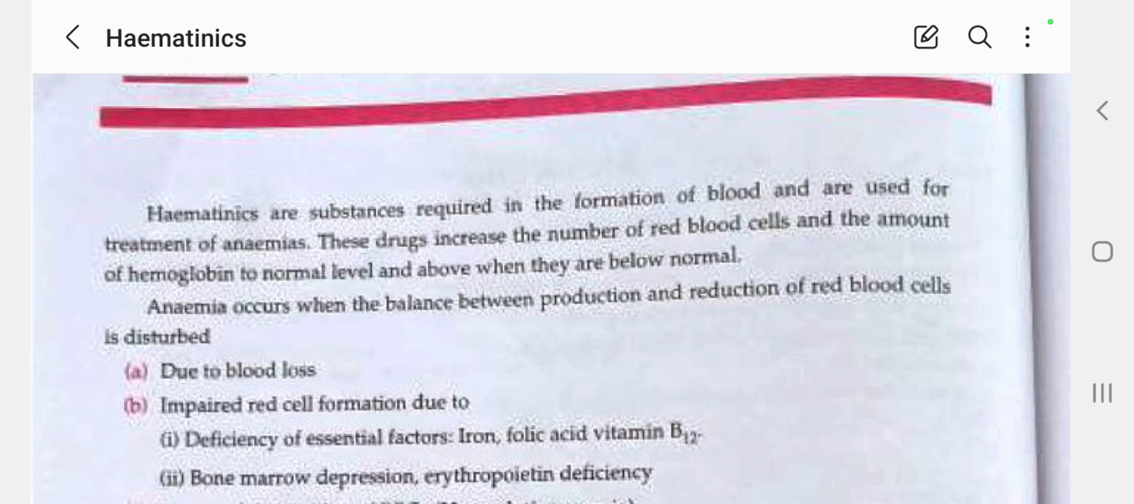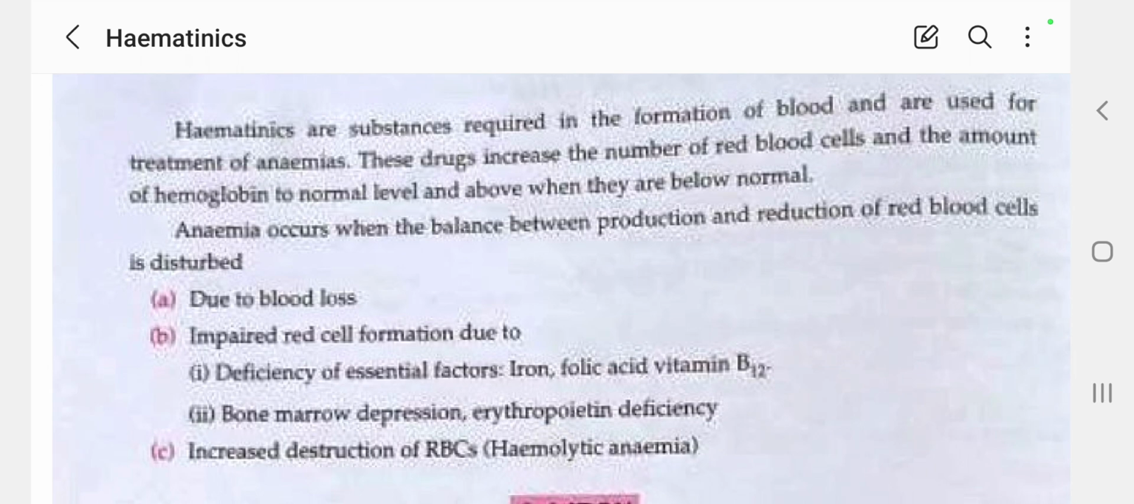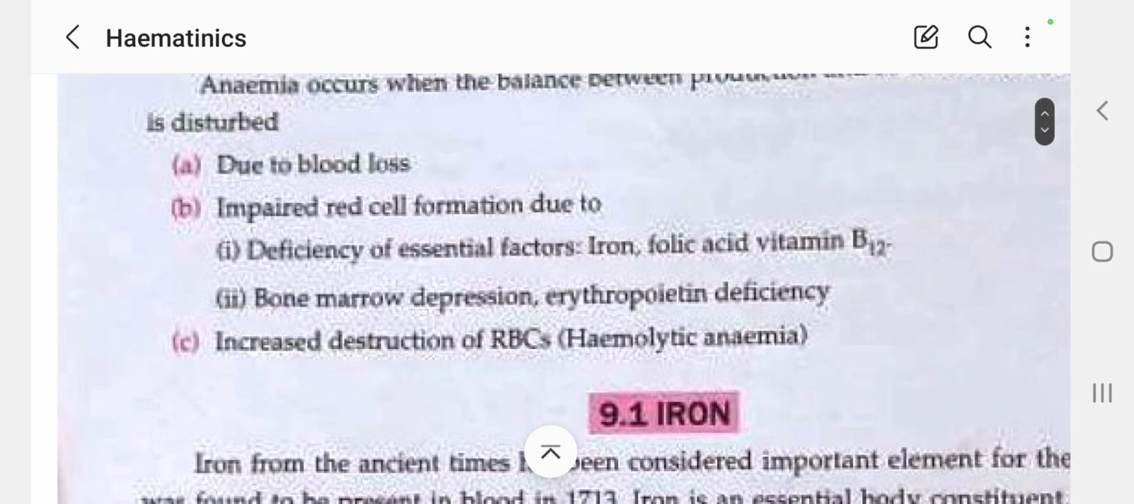First we'll see what is meant by anemia. Anemia occurs when the balance between production and reduction of red blood cells is disturbed. How it is disturbed, we'll see one by one. Due to blood loss or impaired red cell formation. Heme is needed for red cell formation. Impaired red cell formation is due to deficiency of essential factors: iron, folic acid and vitamin B12. Next, bone marrow depression, erythropoietin deficiency, then increased destruction of RBC, that means hemolytic anemia.